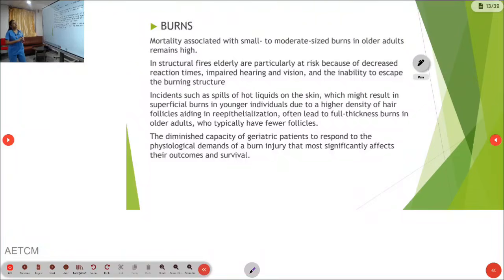Then there are incidents of hot water spillage on the skin. Even if it's a superficial burn, younger individuals, due to higher density of hair follicles, have better re-epithelialization than older people. They heal faster than older people, and secondary infections are also more common in older people than younger people in case of burns.